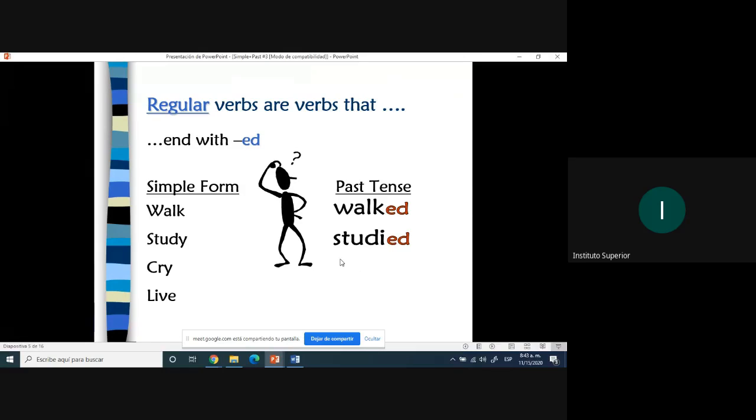So we got the first one says walked, walked. Study, studied. The other one will be cry, cried. And the last one, how will this one be? Lived. How will be the pronunciation of this one? Lived. Very good. Cried, studied, and walked. Very good. Let's keep y'all moving.